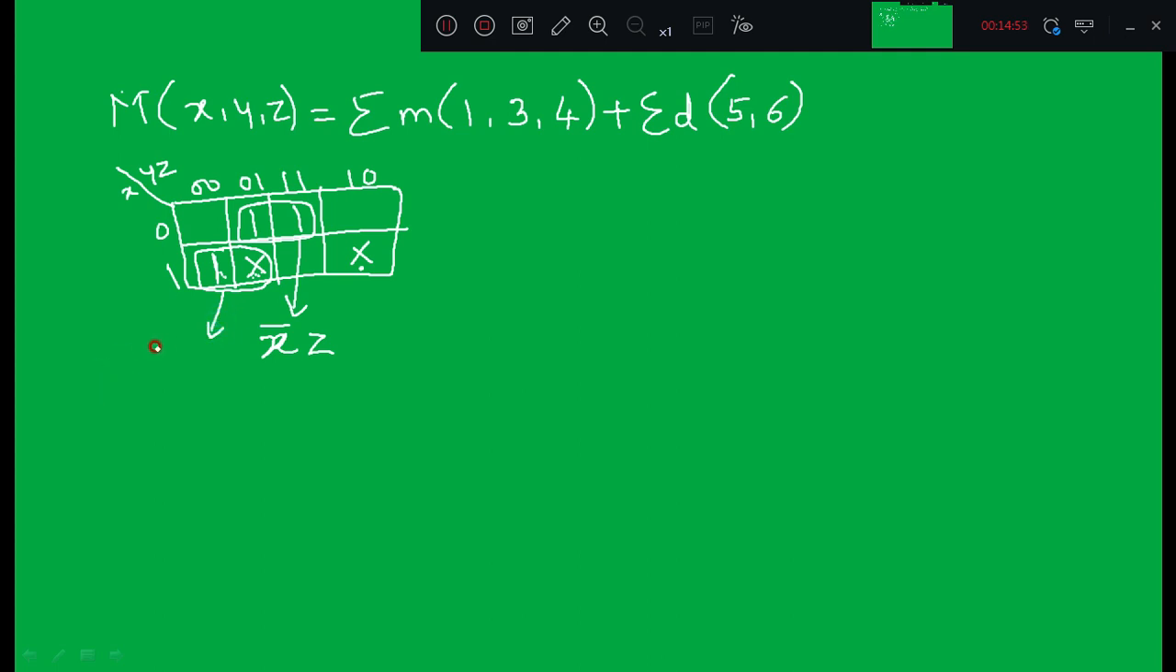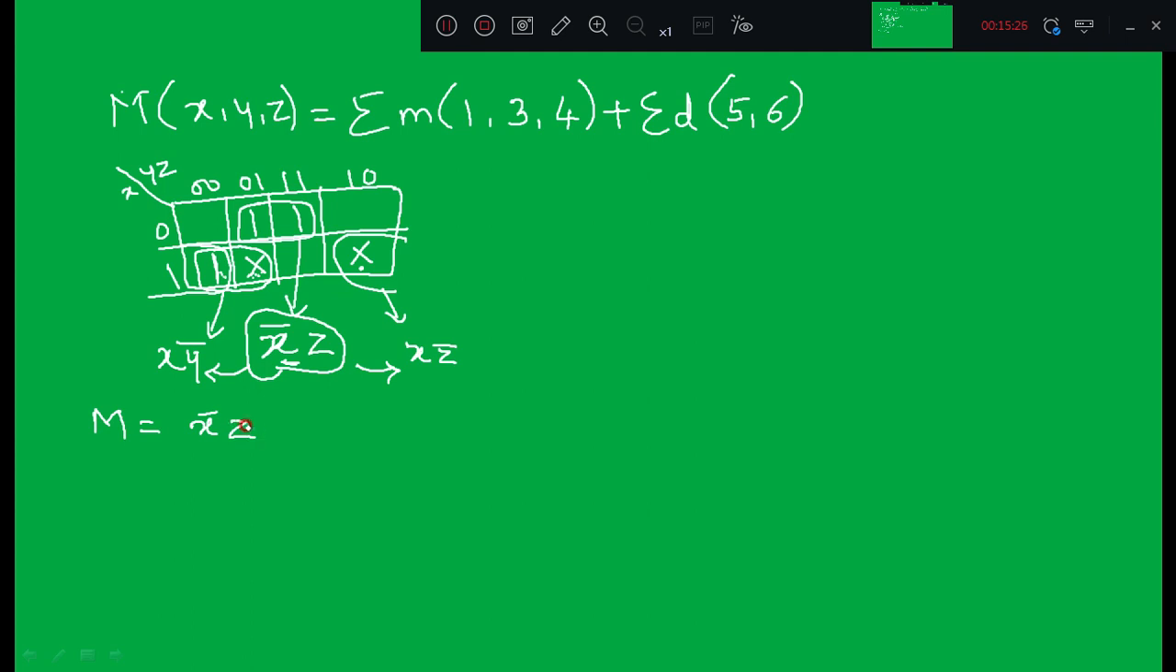So what is the expression? X and y bar, if I group this one with this don't care. If I group this one with this don't care, what is the expression for this? X and z bar, right? So this is going to remain common, and along with this you are either going to include this or include this. That means what is my final expression? You are going to get two expressions.